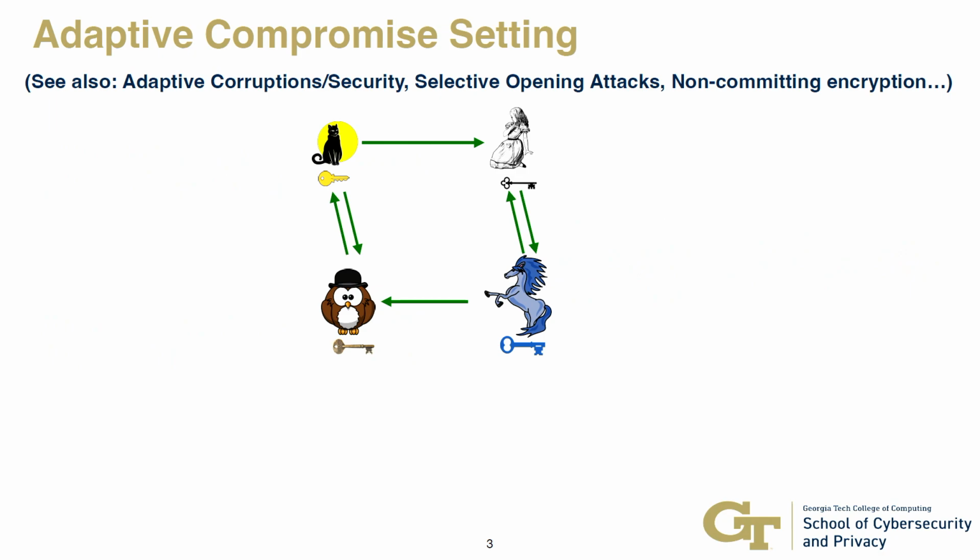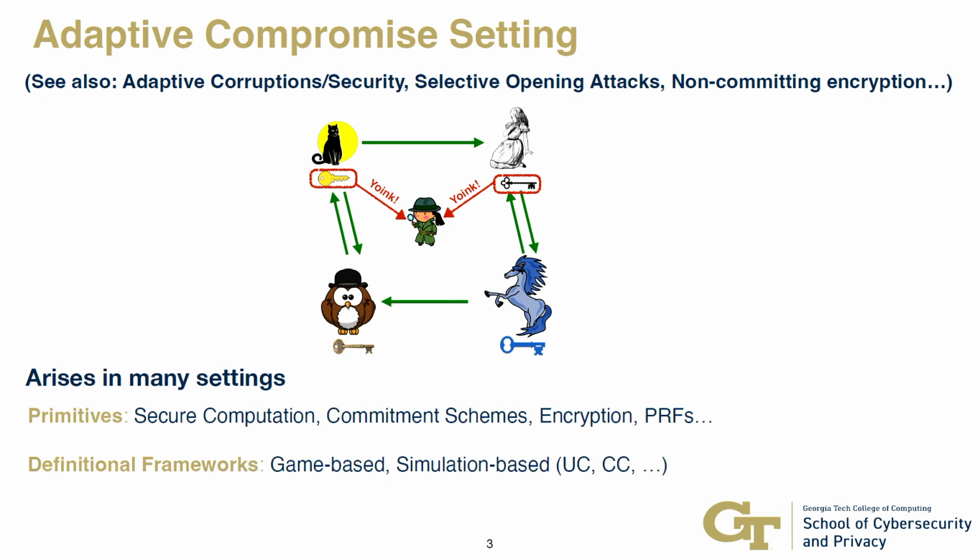Okay, let's go over it in a bit more detail now. Firstly, I'm talking about what I'm calling the adaptive compromise setting. You'll find it all across cryptography with a variety of different terms for this kind of broad idea. We're thinking about a number of users that are doing some cryptography, interacting with each other. An attacker views their communication, and then based on that, decides to yoink some keys and see what it can learn. This arises in many settings, different types of primitives, tons of different definitional frameworks.